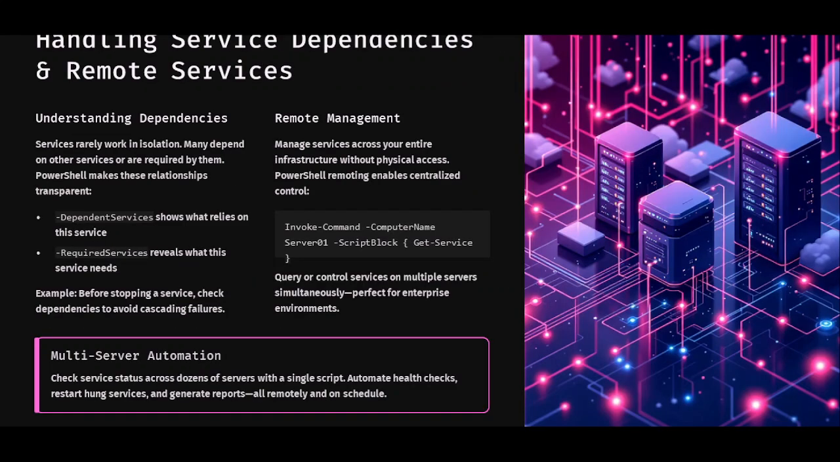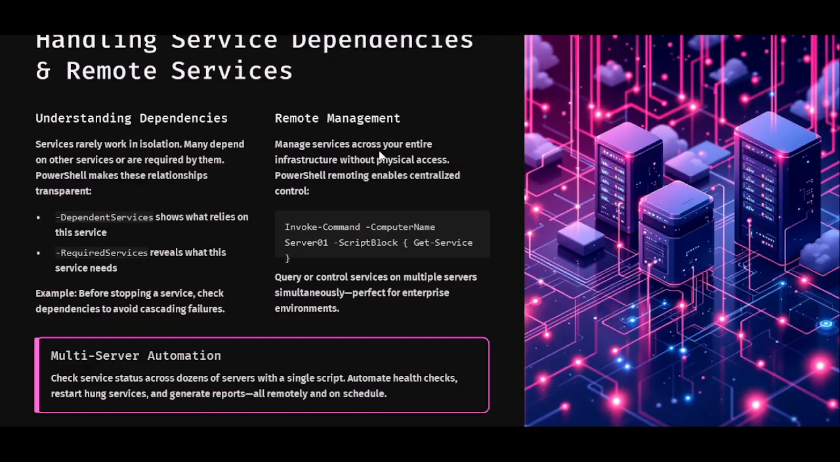Handling service dependencies and remote services, guys. There are some switches we can use. What is the dependent service of? You might already know that some services have dependent services, and some have required services. Based on that, you can take action on those services. To find those dependent or required services, you can always use the -DependentServices switch and the -RequiredServices switch.